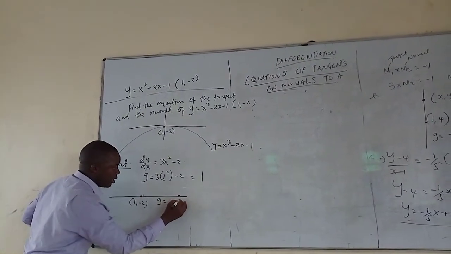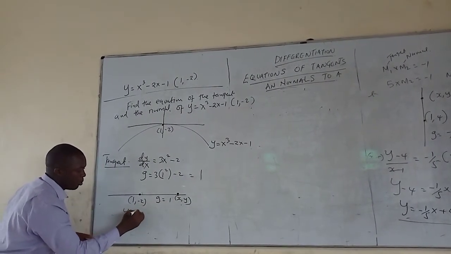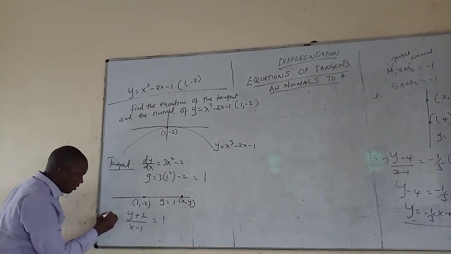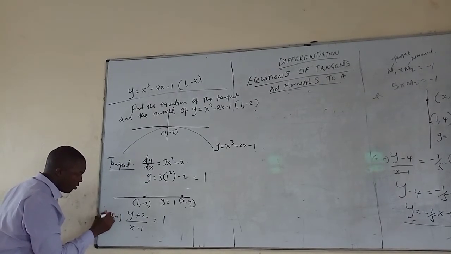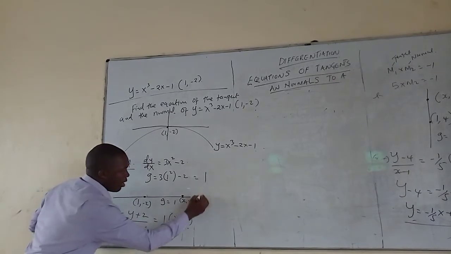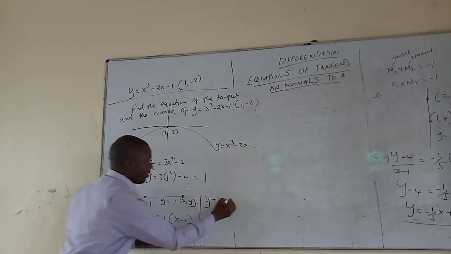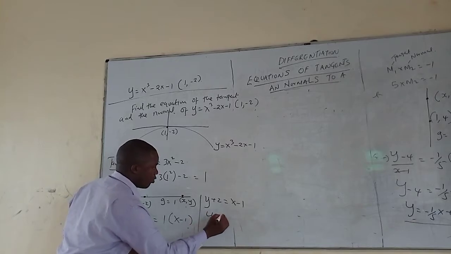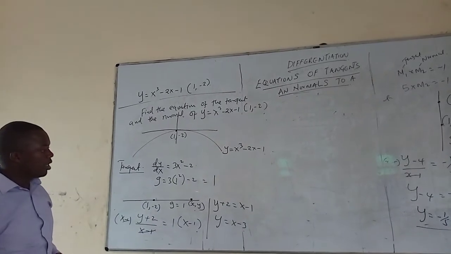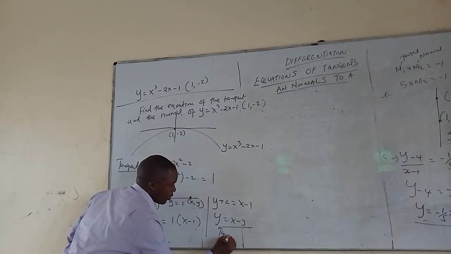So I pick another point that is x, y. So you have y minus -2, so it's going to be y plus 2 over x minus 1 is equal to 1. So I multiply this side by x minus 1, then I multiply this side by x minus 1. So I'll cancel. So I have y plus 2 is equal to x minus 1, and y is going to be x minus 3, because if I take 2 to the other side, it's going to be -1 minus 2, which is -3. This is the equation for the tangent.